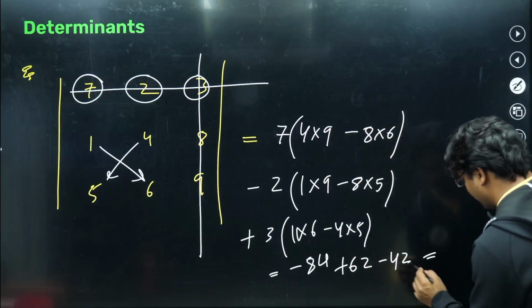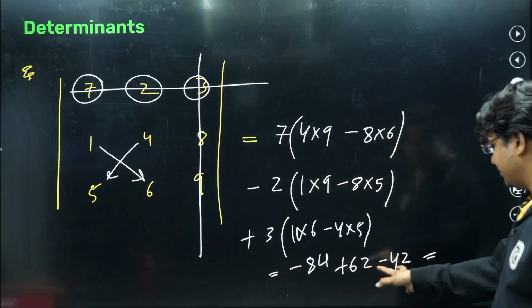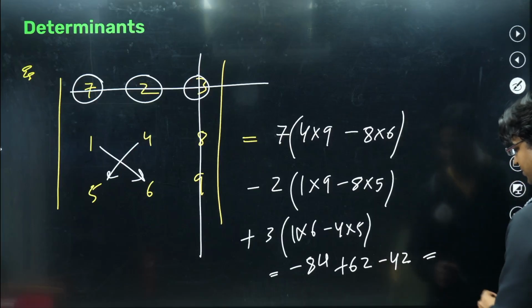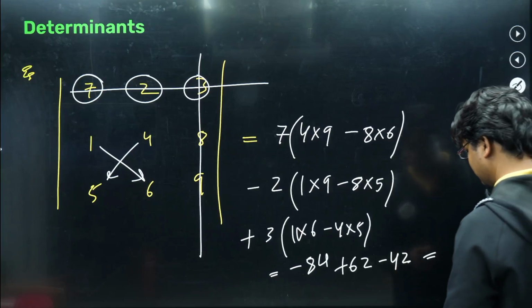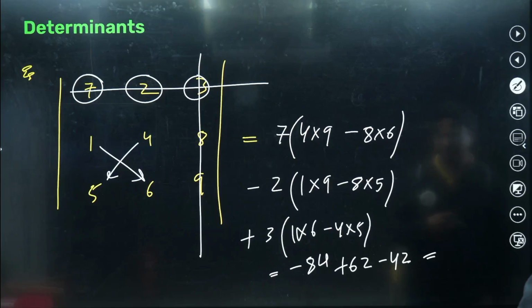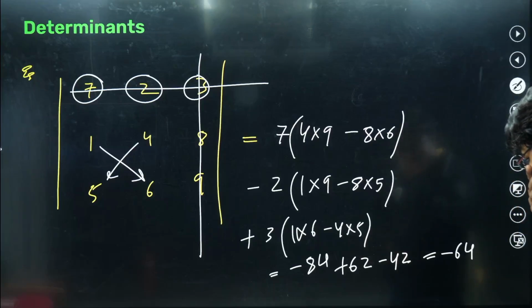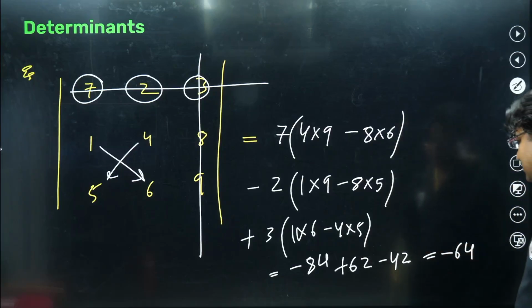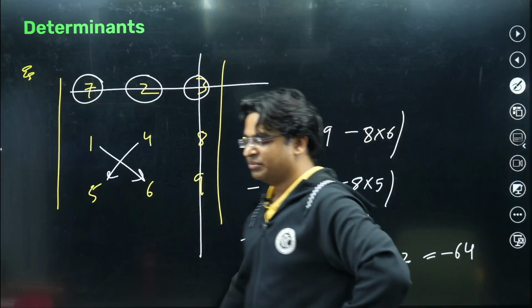Okay, so the overall, I said that this determinant represents a number. That number is, this is 22. So minus 62. Yeah, minus 62 are we getting? I think minus 64. Let me check it again. Minus 64. So this determinant represented minus 64.